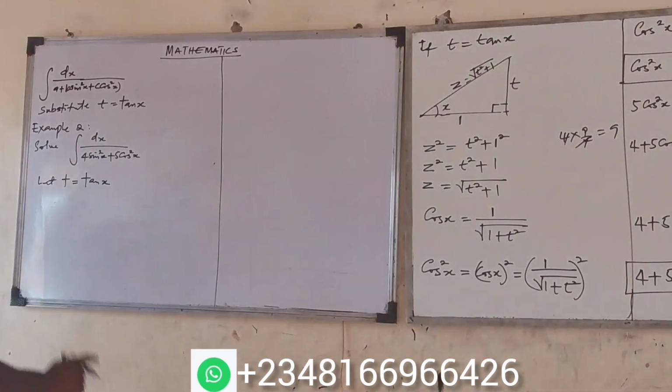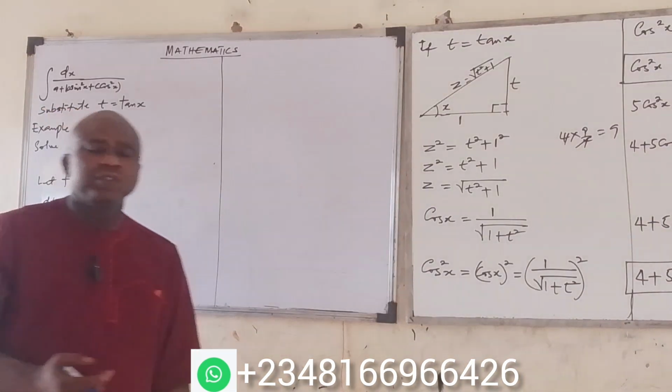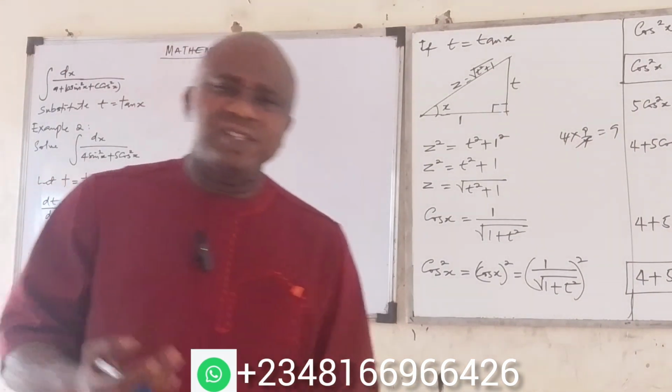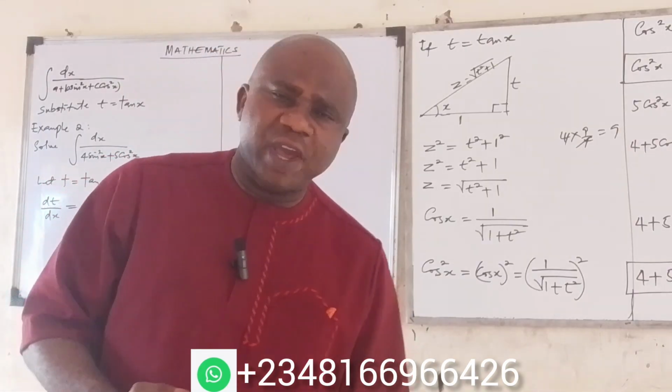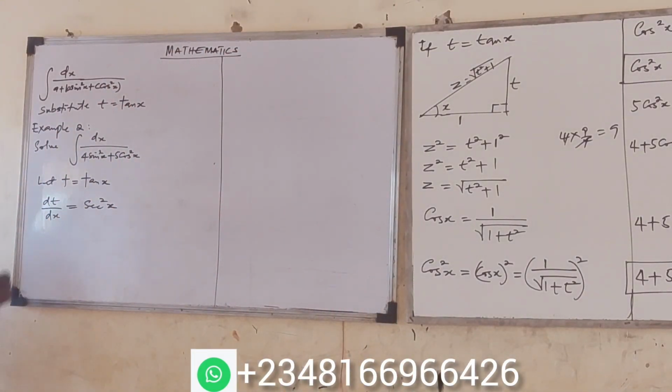If t is equal to tan x, it means dt over dx will be equal to sec squared x. Remember our class on differentiation: when you differentiate tan x, it gives sec squared x. So here, dt over dx is sec squared x, which is equal to 1 plus tan squared x. Sec squared x is the same thing as 1 plus tan squared x.